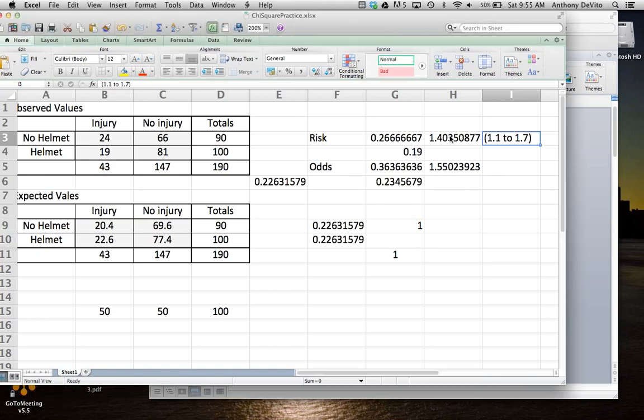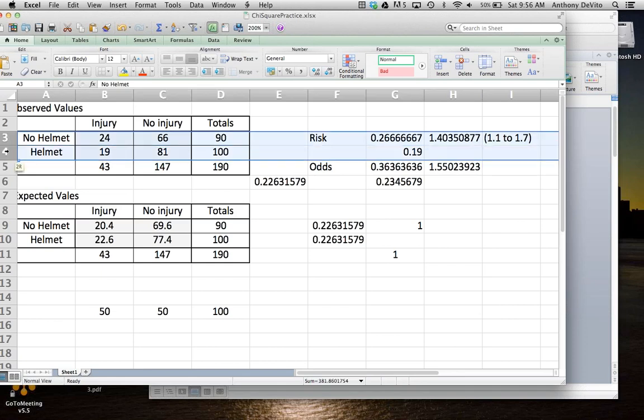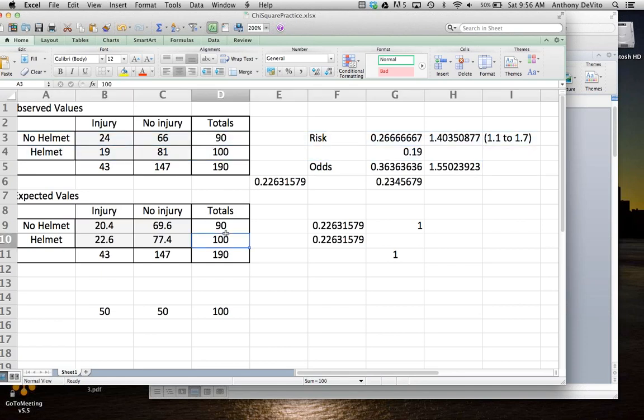So that's our odds ratio, that's our relative risk. Now, although we're not going to be able to calculate our confidence interval, we have another way to figure out whether or not we can reject the idea that there's no difference between wearing a helmet and not wearing a helmet. You guys know what that's going to be next.